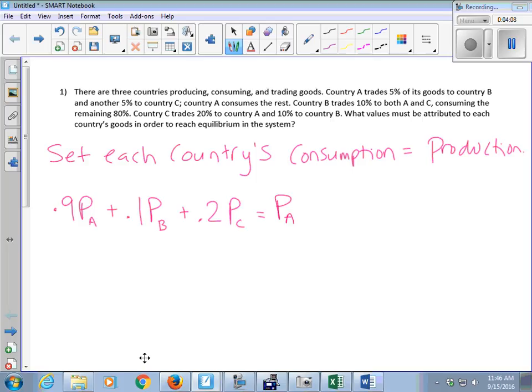So the production of country B, take everything that B produces and let's see where it goes. So country B, it gives 10% to A and C. So we're going to do 10% is consumed by A, 10% is consumed by C, so 80% is consumed by itself.